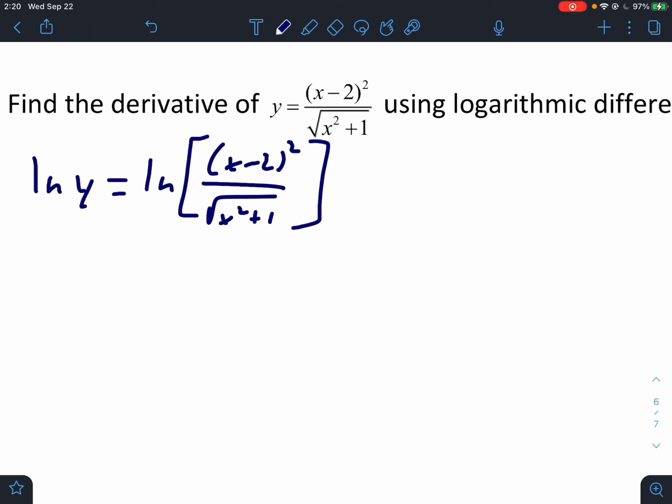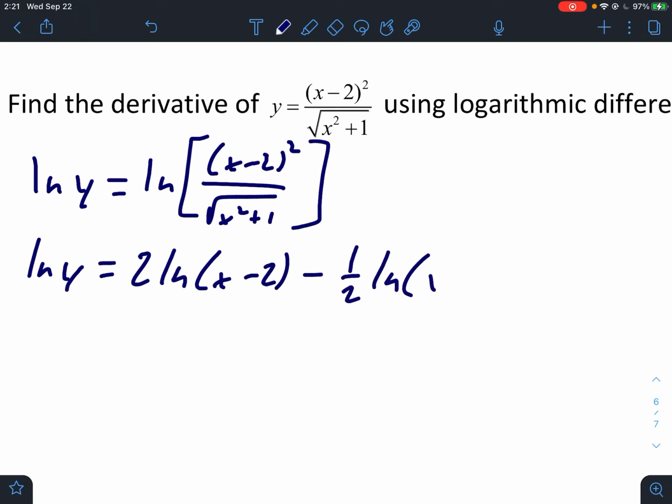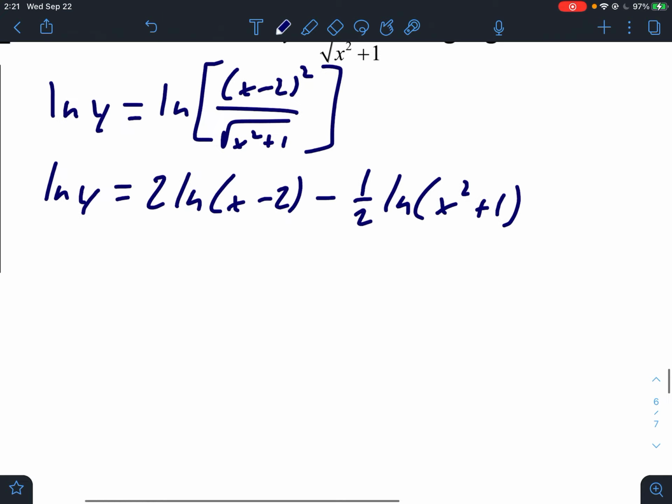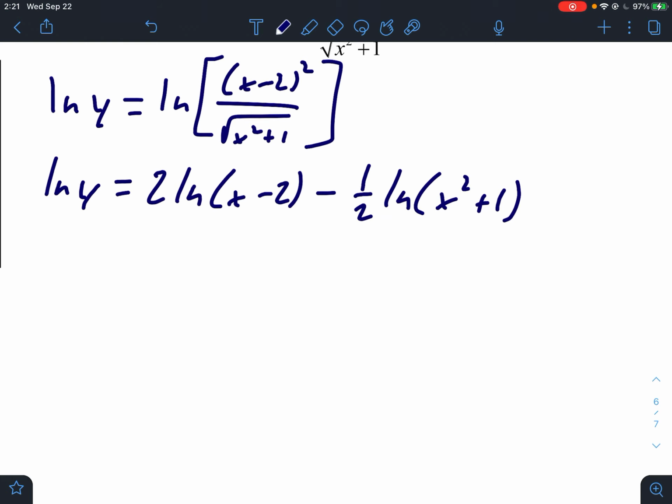Why would I do that? It makes it look worse, right? Now that we know our log rules that we learned in Algebra 2, I can rewrite the whole right side to look like that, right? Your exponent can come out in front. And remember, this is an exponent of 1/2, and that can come out front. And we can separate this into two separate logs. And now the right side's derivative is going to be so much easier to take.